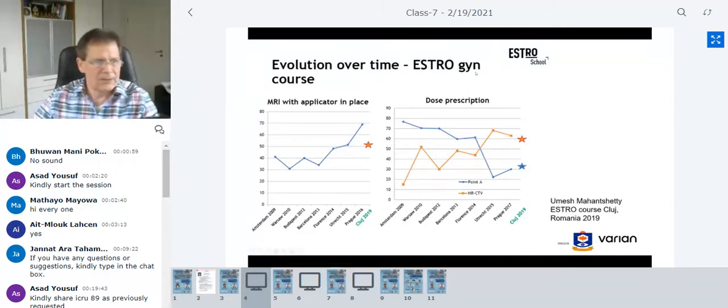With the last ASTRO Gynae teaching course, there was a very interesting slide presented by Umesh Maheshwari from Mumbai. He is comparing how the development has been. He asked the participants who is doing MRI with the applicator in place, and you see how it developed in the last 10 years of this ASTRO course. It's going up, so more and more people are using MRI imaging for treatment planning. On the other hand, he asked what you use as a dose prescription: are you using point A, or are you using the concept of high-risk CTV? And you see the tendency is also clear. Point A goes down, and the image-based planning methods go up. So it's quite interesting to see that development.